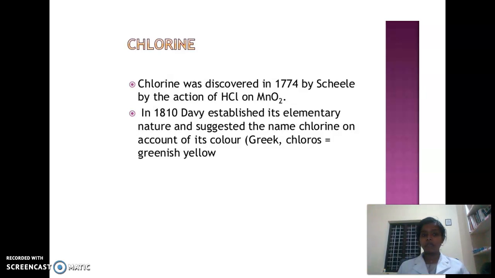Chlorine. Chlorine was discovered by Scheele in 1774 by the action of HCl on MnO2. In 1810, Davy established its elementary nature and suggested the name chlorine on account of its color, which comes from a Greek word meaning greenish yellow.